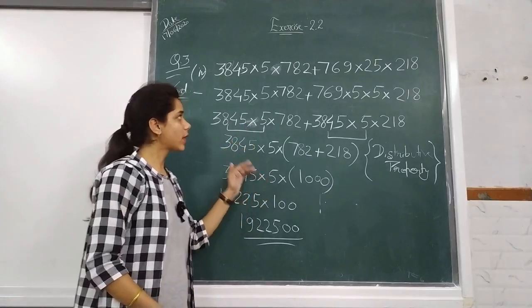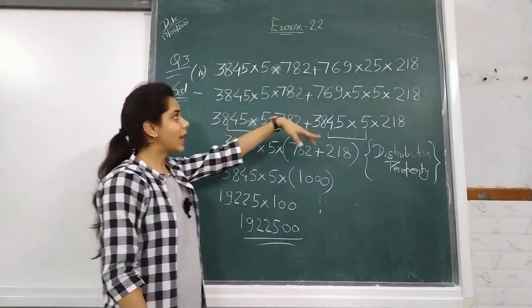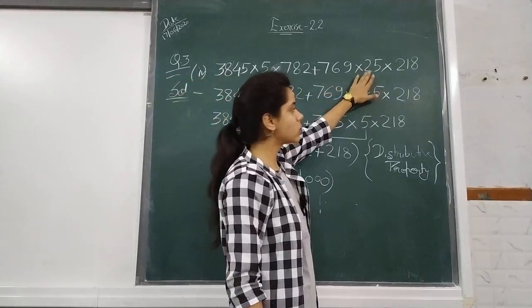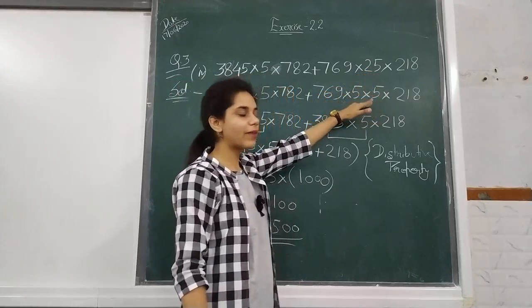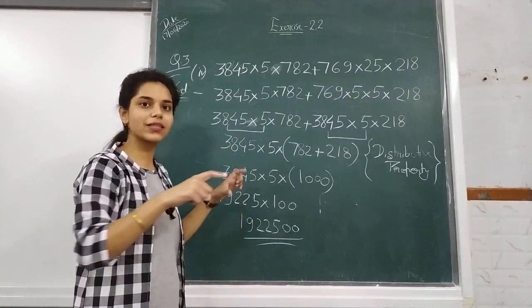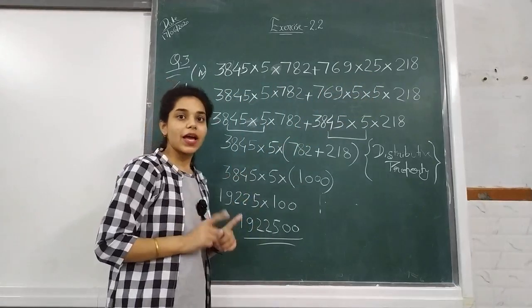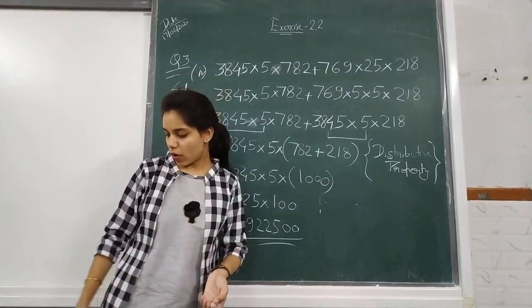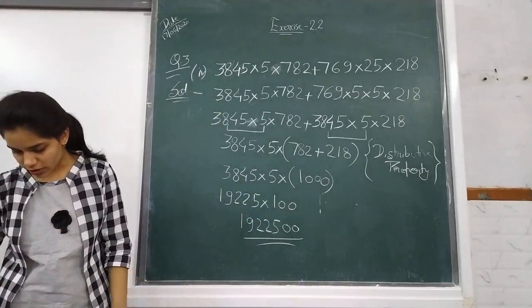Distributive property. Because these terms are common, and here 25 is given, we break it into 5 into 5, because we have to apply the distributive property to make the terms common. Understood? Now further proceed to the next question.